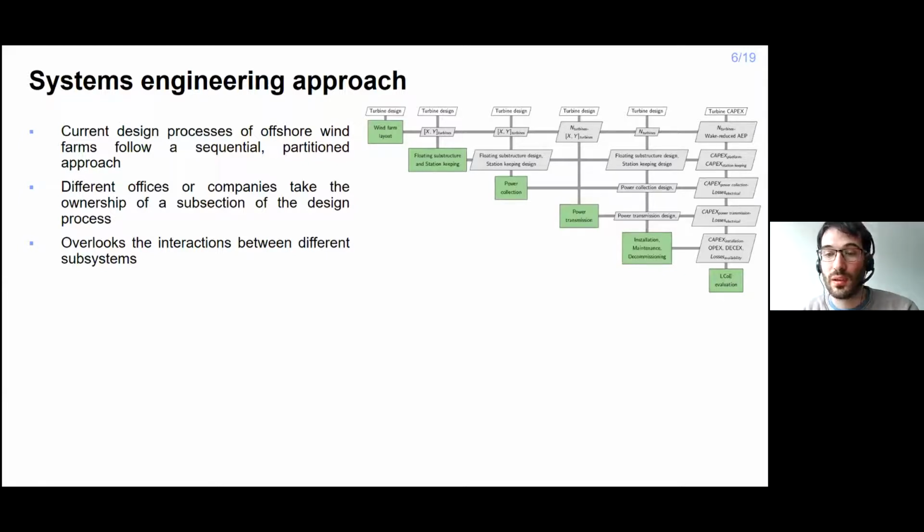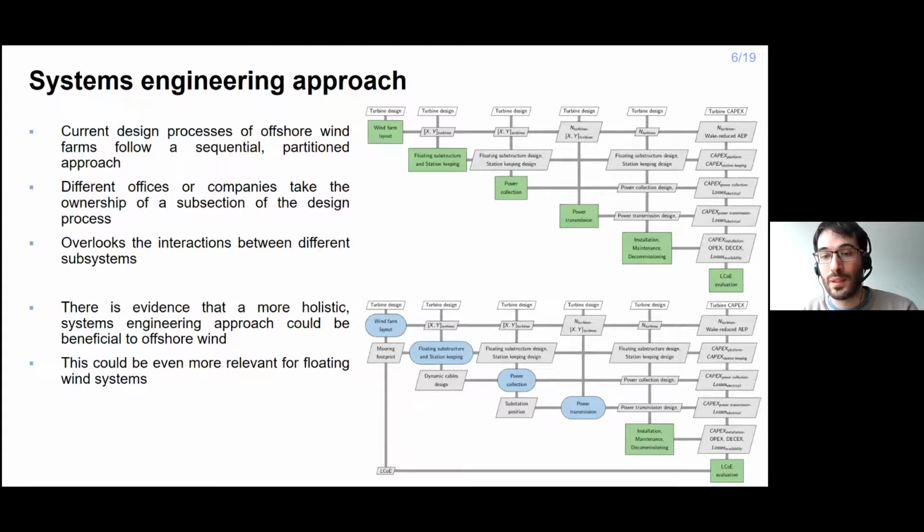iterative, depending on the different authors, where different offices or companies take the ownership of a subsection of the design process. And even though this methodology has successfully underpinned the growth of offshore wind, it also has an inherent drawback as it overlooks interaction between different subsystems.